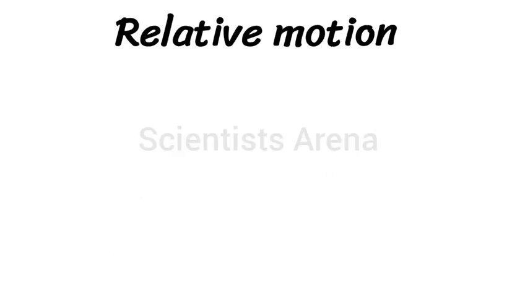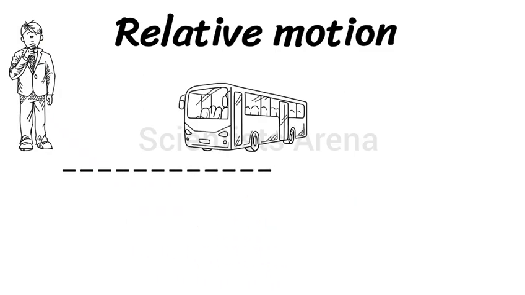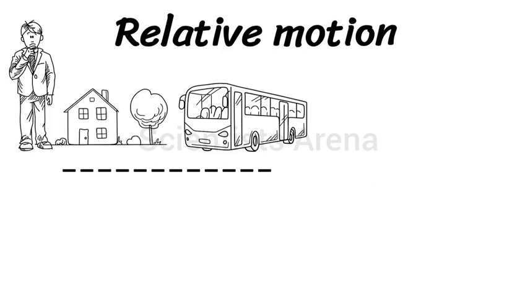Let's also take a look at relative motion. If a student traveling in a school bus looks down, the floor of the bus will appear to him to be stationary. This is because the bus and the student are moving with the same speed and hence there is no relative motion between them, but if he looks out of the window, the trees outside will appear to be moving in the opposite direction to the bus.